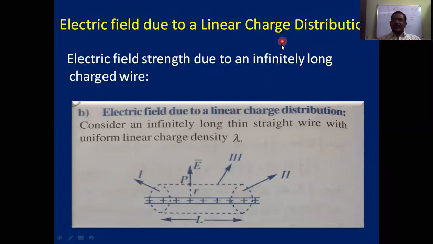Now, since it is positively charged, the electric lines of force due to this wire will be like this in all directions. They may be upwards or downwards or left side or right side, whatever it is. So that is perpendicular to this wire like this. This is the E bar direction. To find the electric field strength at the point P, I am constructing a cylindrical Gaussian surface which is passing through this point. This is the cylindrical Gaussian surface.